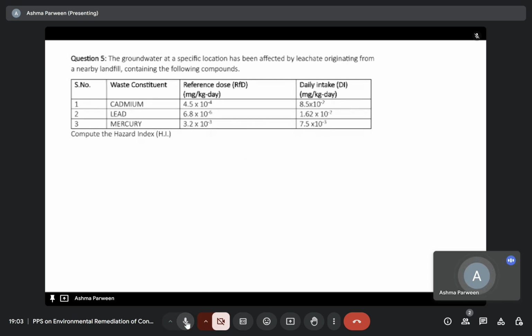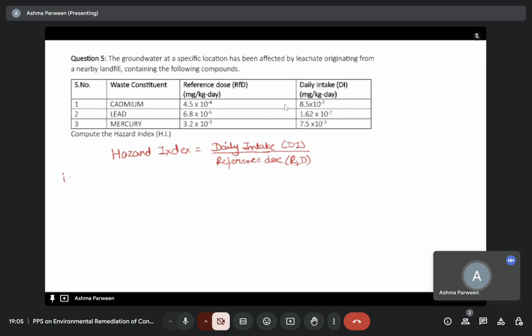So let's see how to solve this question. We have given three contaminants, its reference dose and daily intake has been given, and we have to find out the hazard index. So we know that hazard index or hazard quotient is the ratio of daily intake to reference dose, that is DI to RFD.